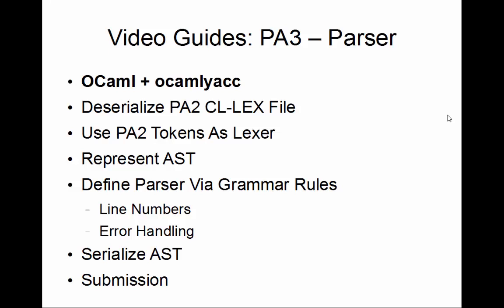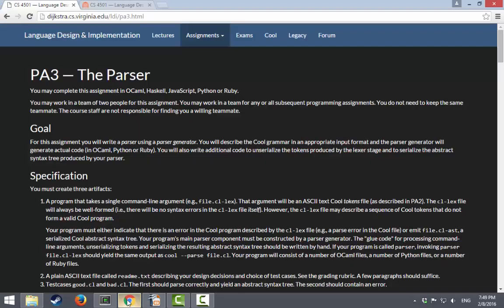We're going to cover how to deserialize the PA2 CLX file in OCaml and store it as a queue of tokens. That'll be fun. And then we will feed those PA2 tokens in to serve as a lexer for our new PA3 OCaml parser. We'll have to represent the AST, which we will do using algebraic data types or abstract data types. And then we're going to define the parser via grammar rules, including line numbers and some error handling. At the end, we will serialize the AST, and there'll be a bit of a live submission demo to see how things go. All right, let us get started.